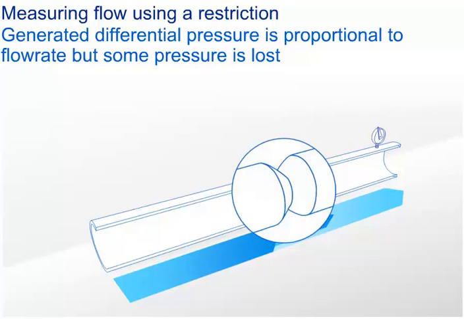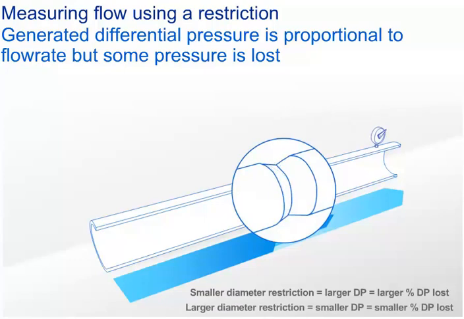For a given DP flow meter technology, a smaller diameter restriction creates a larger DP, and a larger percentage of that DP is lost. A larger diameter restriction creates a smaller DP, and a smaller percentage of that DP is lost.